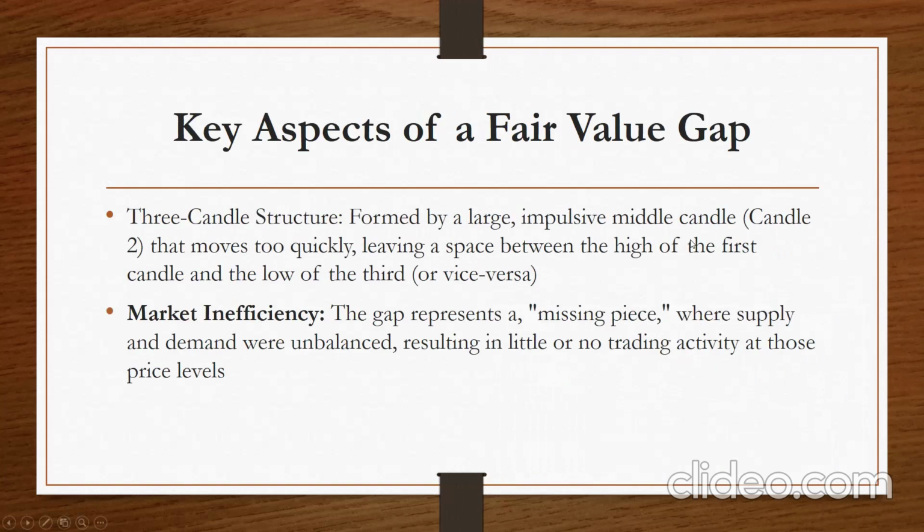Okay, so key aspects of a fair value gap: three candlestick structures formed by a large impulsive middle candle that moves too quickly, leaving a space between the high of the first candle and the low of what? The third candle, vice versa. Now, market inefficiency. The gap represents a missing piece where supply and demand were unbalanced, resulting in little or no trading activity at those price levels. So, like I said, there is an imbalance. Okay, the market has left a gap, a void behind. It has to come back and fill it.